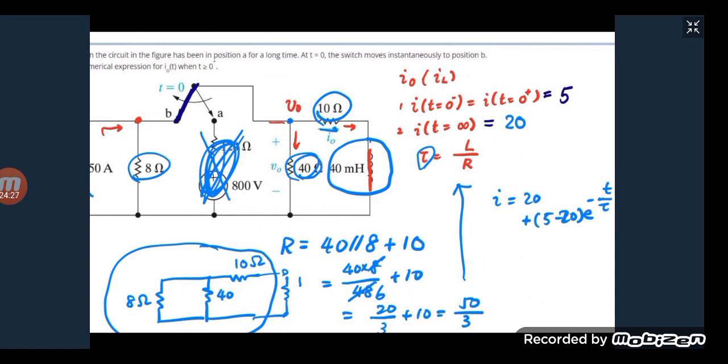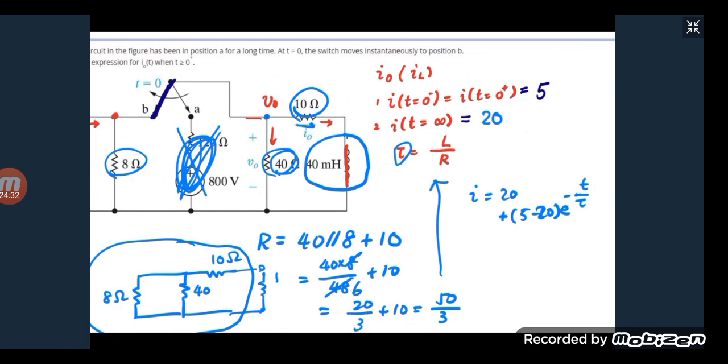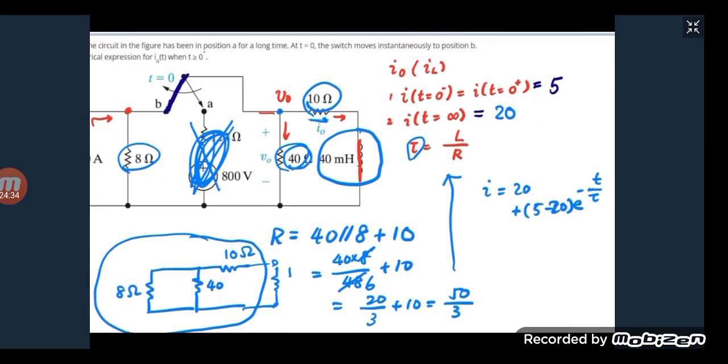I think the other parts are just numerical. The rest is numerical calculation, let's continue. Any questions?